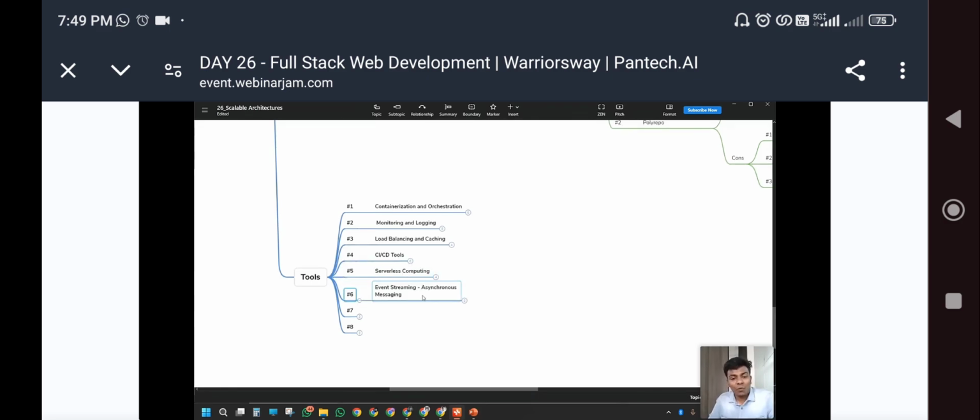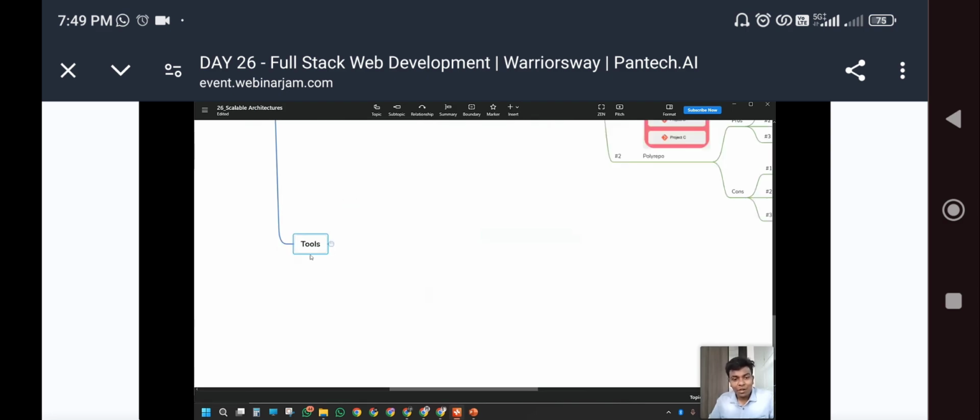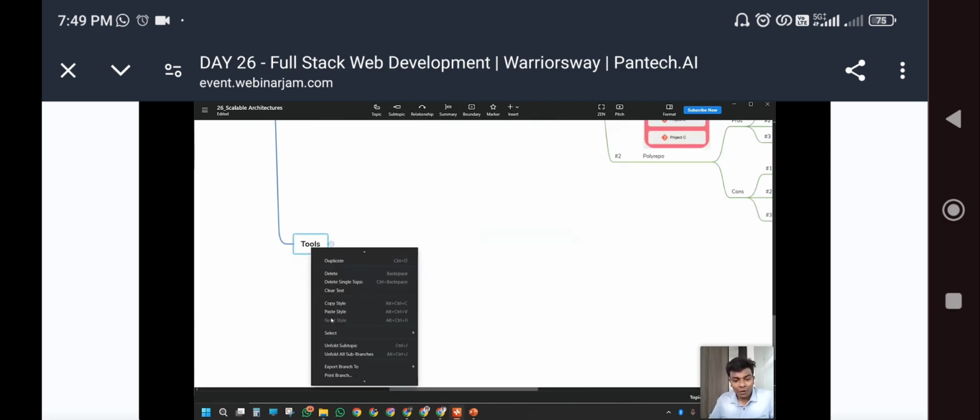The sixth one is event streaming or asynchronous messaging. And seventh is service discovery and configuration, if you want to configure those kinds of services, and even secret management. Secret management is, of course, your login credentials and those things. Under these categories, I've made a very good list of the tools you need to be aware of. That's what I'm going to reveal.